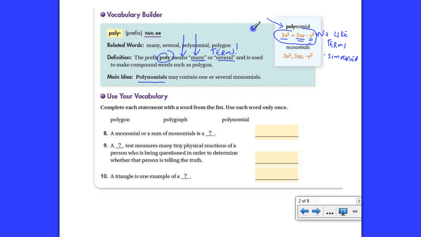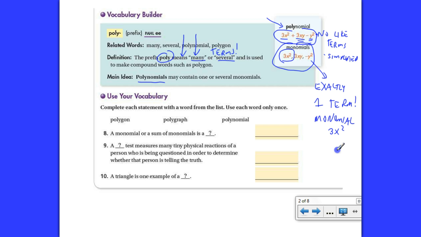Now there's some more vocabulary that's going to be different types of polynomials, such as this, monomial. Okay, monomials means there's exactly one term. Okay, that's a monomial. So what they're saying here is that 3x squared, that's a monomial. So these are all examples. 3x squared, that's an example of a monomial.